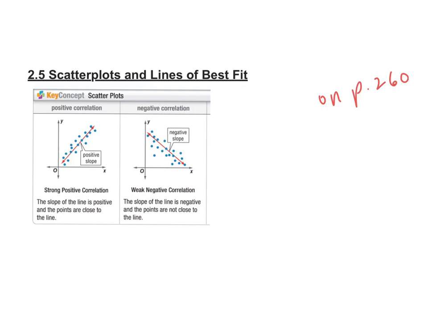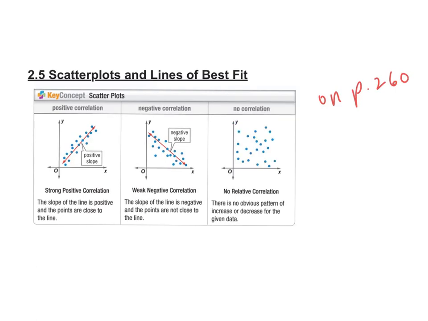Now, it is also possible that there's no correlation at all. The points are just a bunch of points spread out all over a grid, and you can't really fit a line to the scatter plot at all. And this would be an example where there's no correlation. The points don't seem to be moving in any particular direction, and for all intents and purposes, they're just a bunch of points on a graph, and we can't really make a conclusion about them.